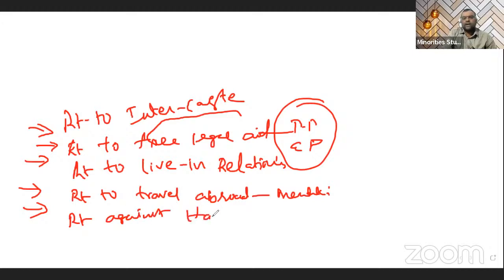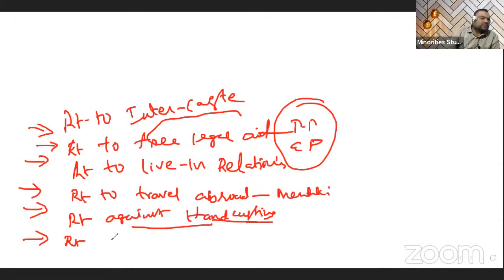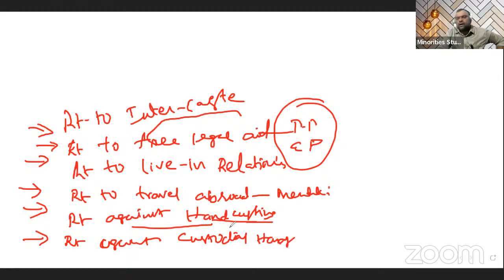Right against handcuffs. Handcuffs, you know very well, the police person will carry the handcuffs around. And what else? Right against custodial harassment. In custody, the police will make so many harassments. All these things come under Article 21.